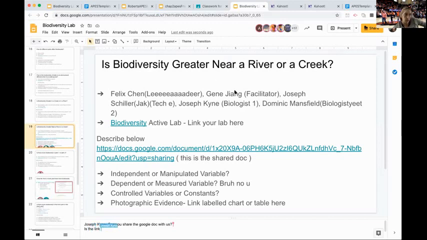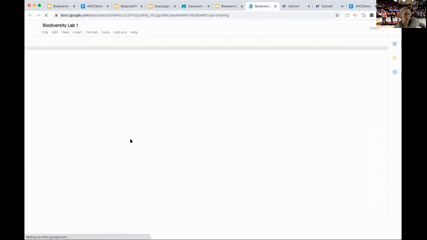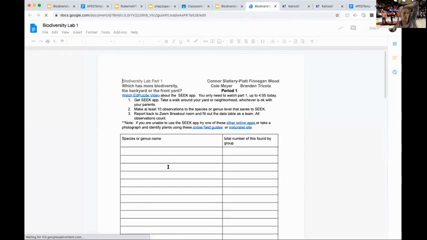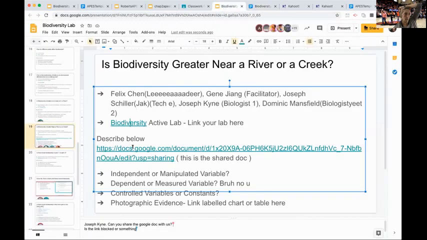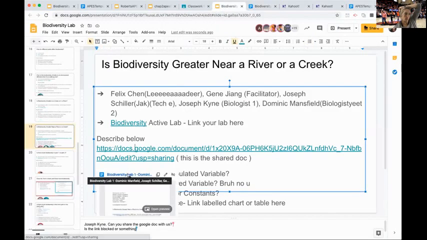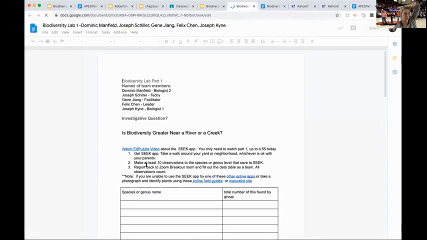Felix, Jean, Joseph, and Dominic, I can see that everybody has a different role that's listed. And then the next thing I want to be able to see is when I click on your biodiversity lab, that it takes me to your lab, not someone else's. So if I click here, I should see where you guys are going to put your data today. So this takes me to Connor, Finnegan, Cole, and Braden. So I'm going to go back and then click on this one because it looks like they have two of them. And what that means is you guys should delete that one that doesn't go to yours.